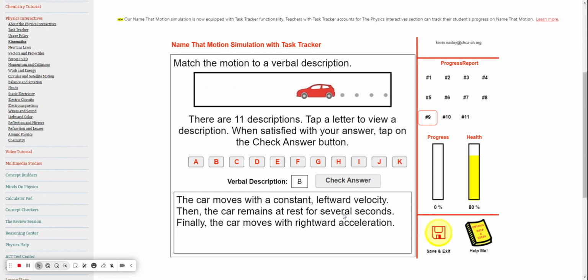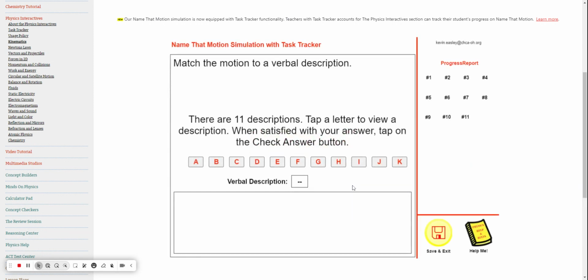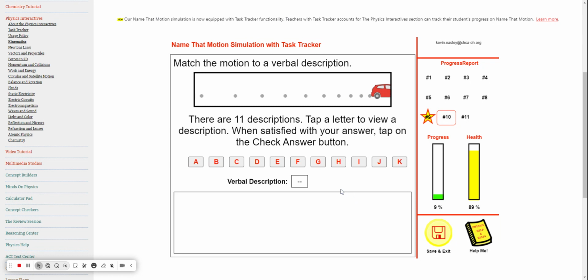That tells us that it's a constant velocity. Then the car remains at rest for several seconds. No. The car moves with a constant leftward velocity. That is in fact true. Yay. Okay, here's another one.